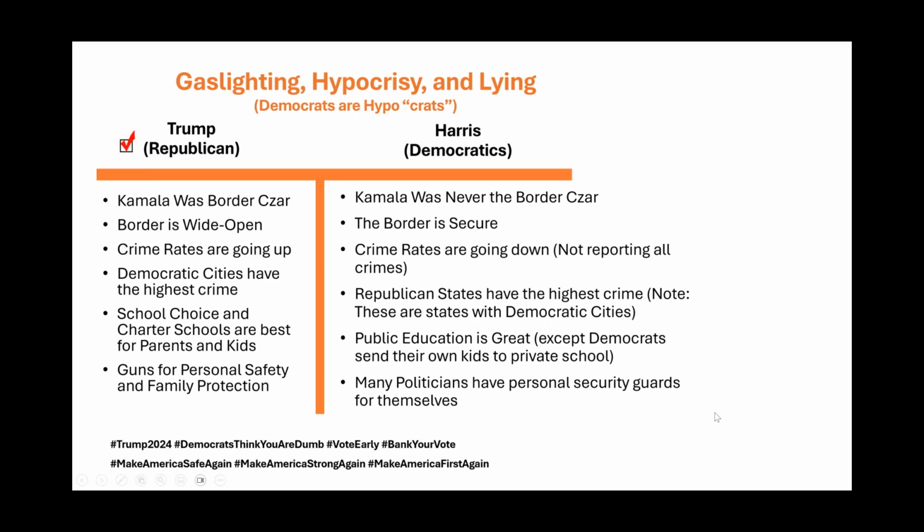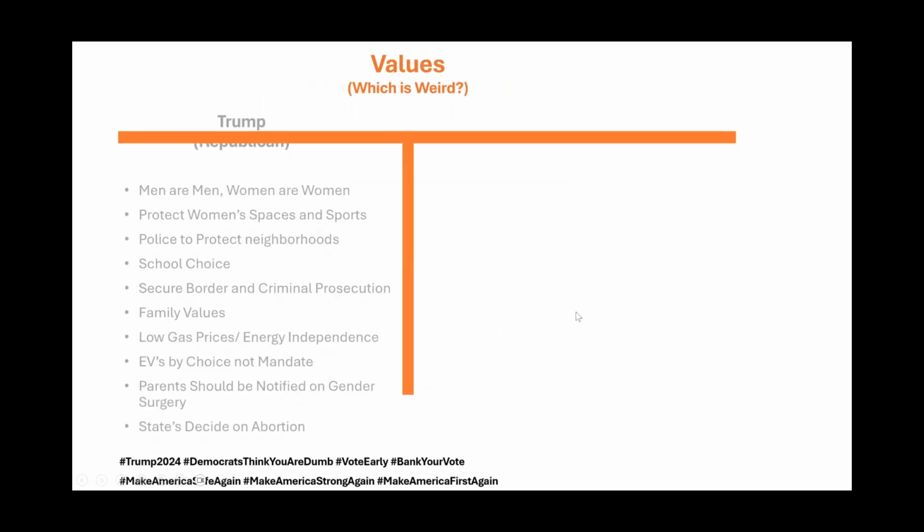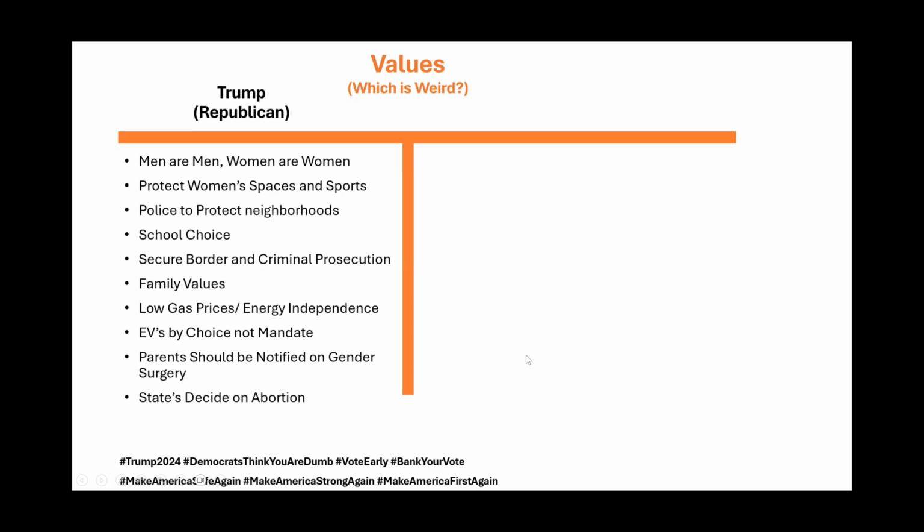Public education, politicians, security guards, values. Which one is weird? This one's popped up lately. Oh, you're weird. No, you're weird. Well, let's see who's weird. Trump and the Republicans, for the most part, believe men are men, women are women. You should protect women's spaces, protect sports. Police should protect neighborhoods, school choice, secure border, family values, low gas prices, EVs. Electric vehicles aren't bad, but it should be a choice, not a mandate. Parents should be notified if their kids have gender surgery.